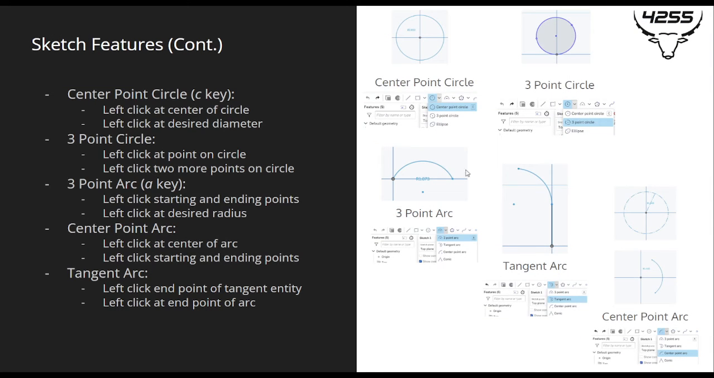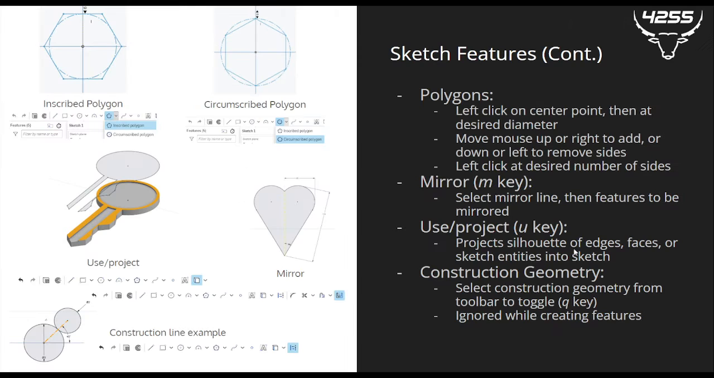Moving on from arcs and circles, we've got a few more different types of sketch features that you can use. So first one is polygons. For these, there are two different types. There's an inscribed polygon and a circumscribed polygon. Those words basically just mean that either your radius or your diameter is setting the distance between parallel points or parallel edges of the polygon, or it's setting the distance between the furthest away points on the polygon.